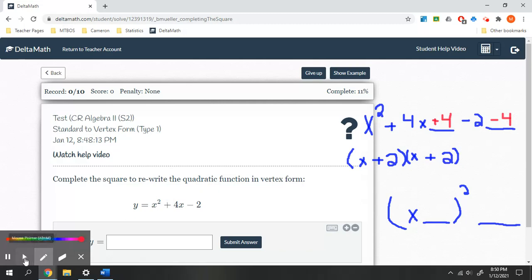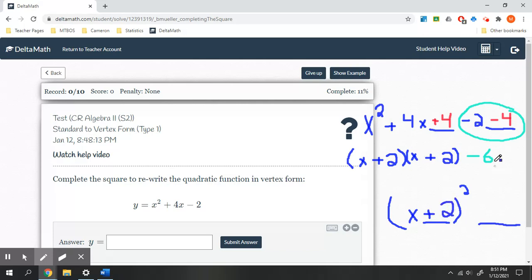And so if I were to combine these two things here, I have a negative 2 and a negative 4. Negative 2 minus 4, that gets me a negative 6. So in factored form, or sorry, in vertex form, I have x plus 2 times x plus 2. So I have x plus 2 squared. And then finally down 6, negative 6. So my vertex form is x plus 2 squared minus 6.